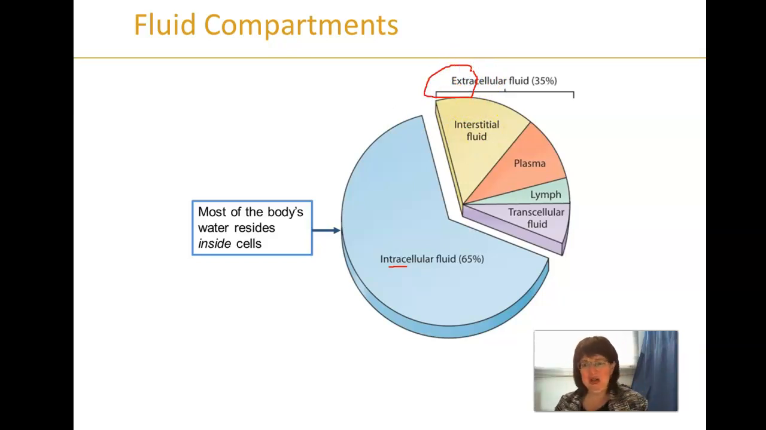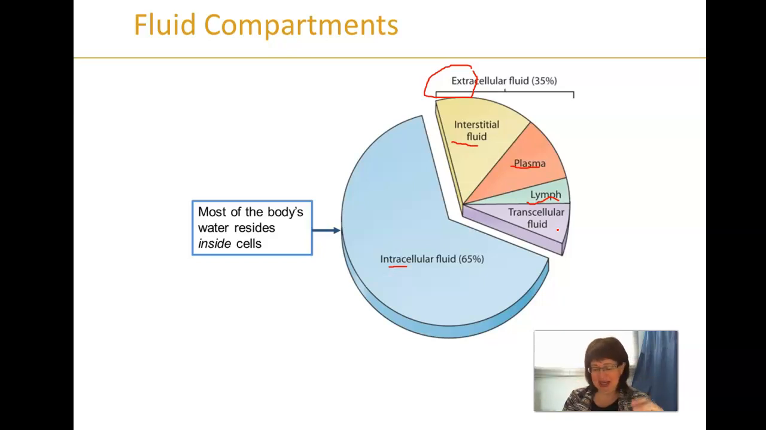Now, extracellular is broken down again into interstitial. So this is between tissues. Then you have plasma, which is inside the blood vessels. Lymph, which is inside the lymph vessels. And then extracellular fluid, and this is kind of like the extra stuff. So this is the fluid inside the vitreous of your eyes, the fluid inside your joints, a little in the cerebral spinal fluid. So it's kind of the extra.